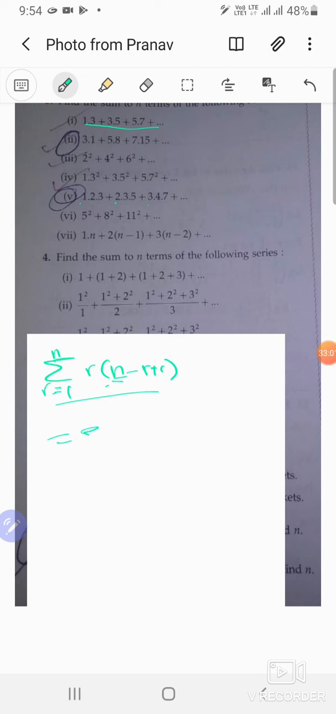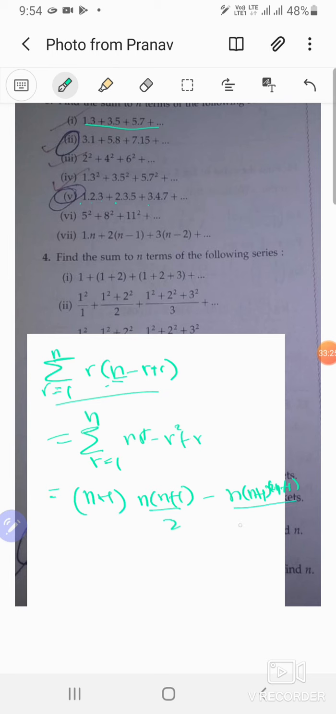So it's just supposed to be summation from r equals 1 to n of n times r minus r squared plus r. No big deal. Actually, I should say n plus 1 times r, whatever. So it's supposed to be n plus 1 times summation of r, that is n into n plus 1 upon 2, minus summation of r squared, that is n into n plus 1 into 2n plus 1 upon 6, right?